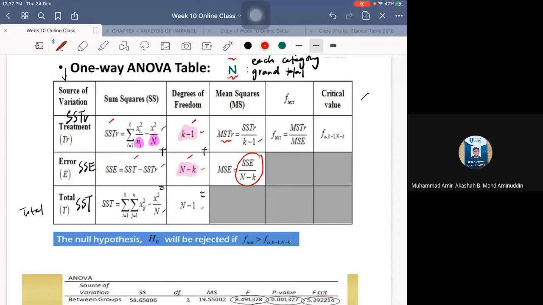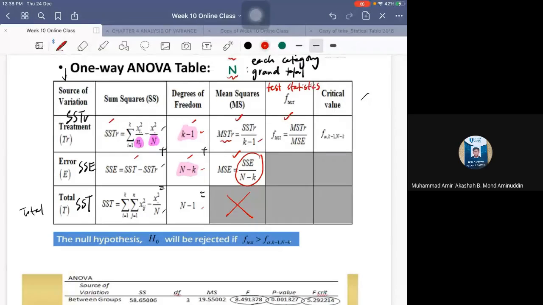But for the case of total, no, we're not interested in the mean square, so you don't have to find the value right there. And then this is going to be your test statistic value. So we're using the F-test for the case of ANOVA. This is actually a test statistic, and the formula is given by mean square treatment divided by mean square error. So you take the value at the top, you divide by the value at the bottom, and then you will get the value of the test statistic.